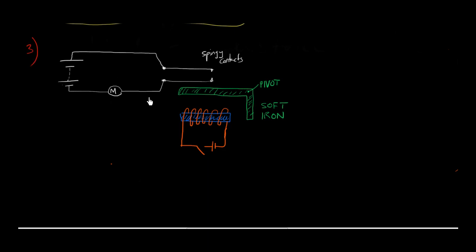And they then label this as the soft iron, and they label this coil. Well, that's the coil, and this is the switch S. Okay, and the question then says, explain in detail how closing switch S causes the motor M to start.